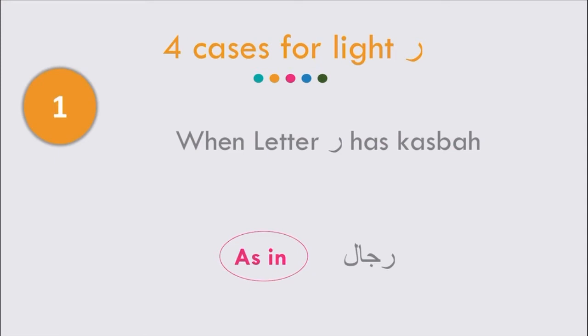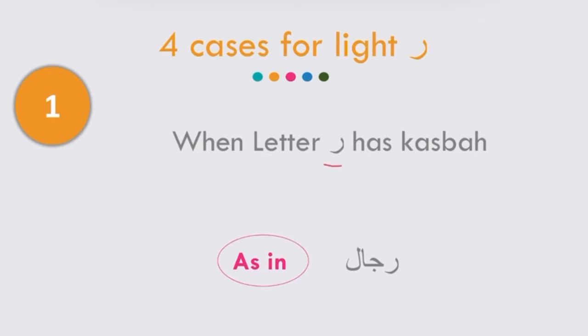Okay, so Ra is light. We agreed that Ra is from the letters that can be sometimes heavy and some other times being light. Okay, and Ra can be light when it is having kasra. So when Ra has a kasra, like ri, rijal, in this case it will be light, not ri, it will be ri.